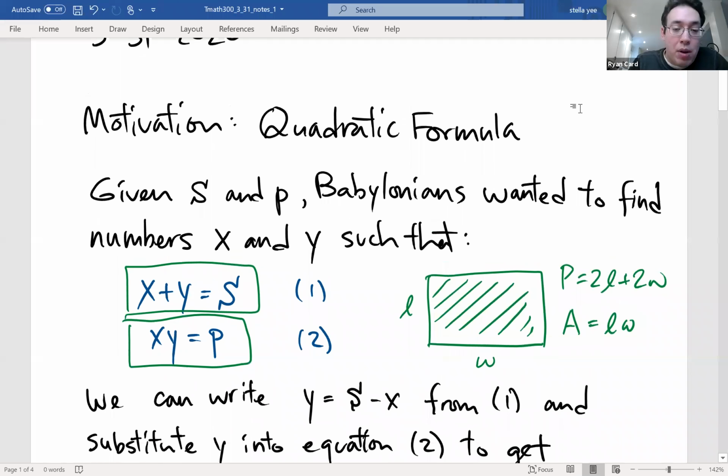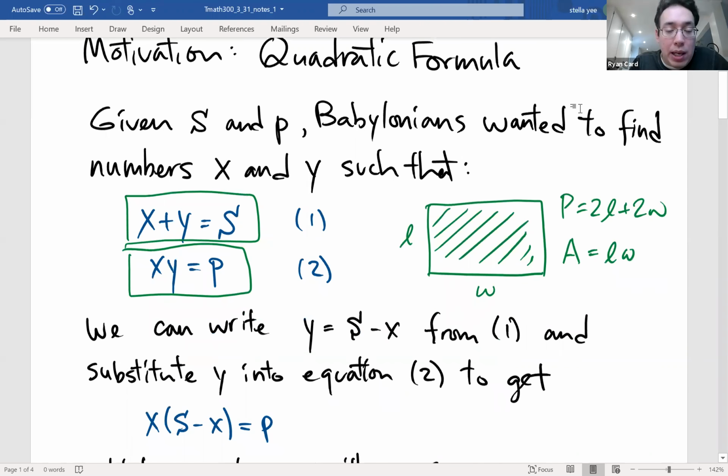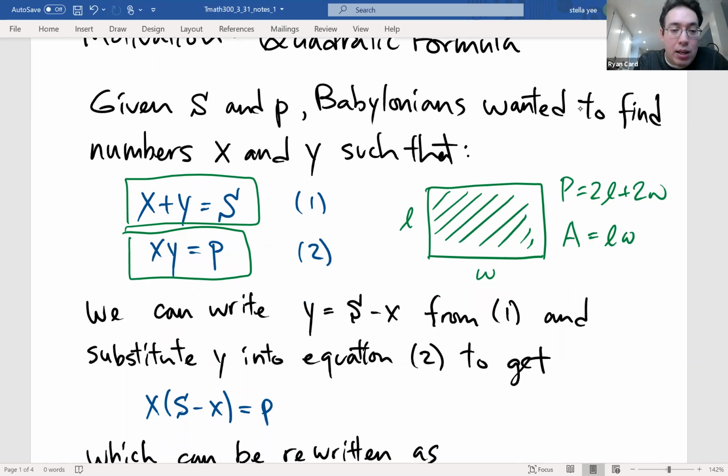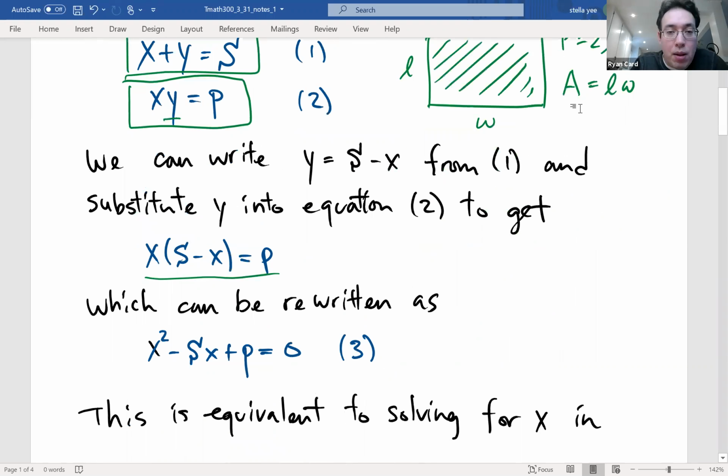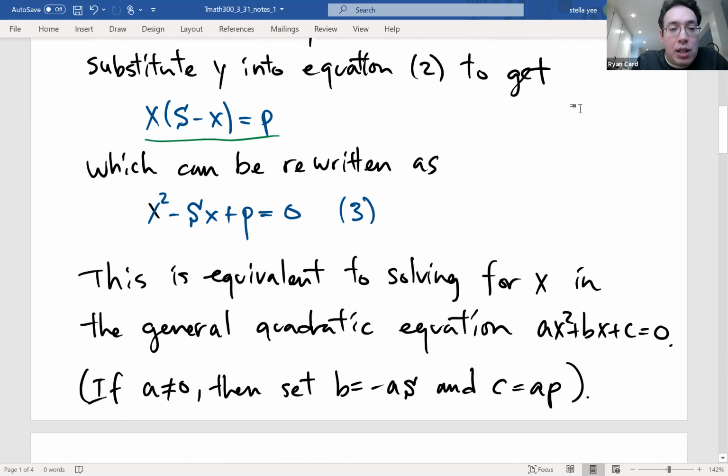Okay, so what we could do is take the first equation and solve for y. You could just say y is equal to s minus x. And we can plug it into the second equation, right? So if I substitute y in the second equation, we get x times s minus x is equal to p. If we distribute the x here and bring it all over to the right-hand side of the equation, we could rewrite the equation as x squared minus sx plus p equals 0.